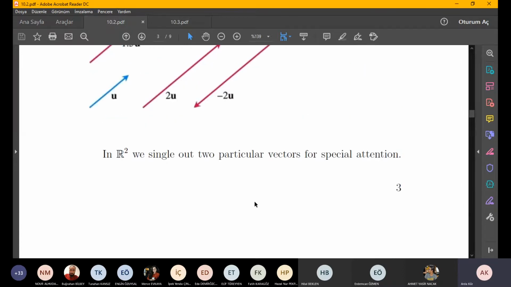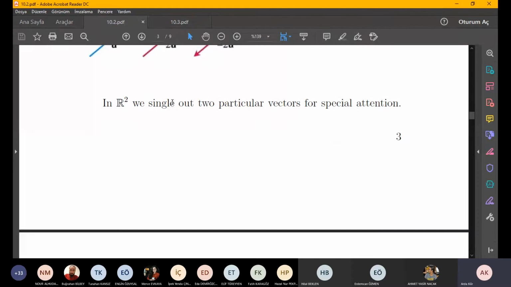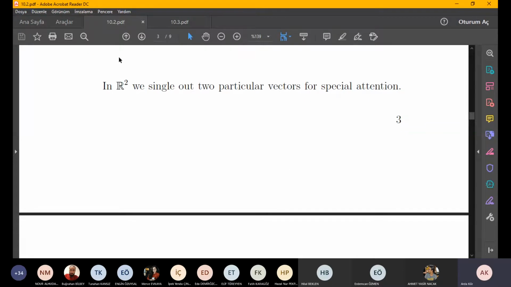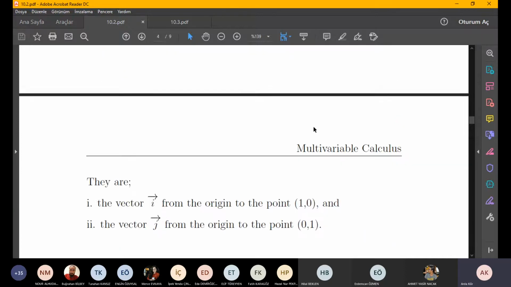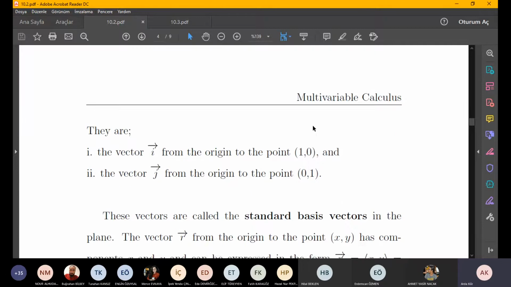On Monday, we just started to give the definition of standard basis vectors. So in R², if you are in two-dimensional space, those are the two vectors, of course, i and j.